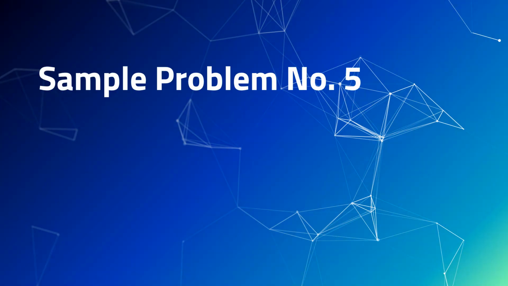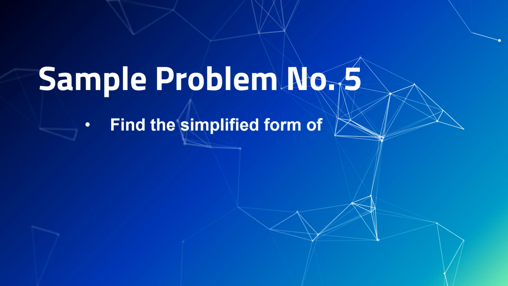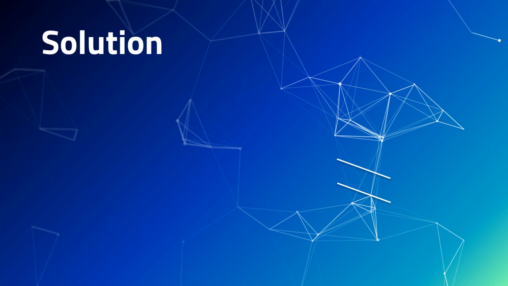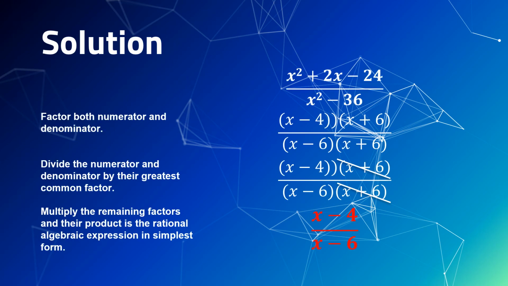Okay, next we have sample problem number 5. Find the simplified form of (x squared plus 2x minus 24) all over (x squared minus 36). Okay, so we have the given x squared plus 2x minus 24 all over x squared minus 36. The factored form of the numerator is (x minus 4) times the quantity (x plus 6). Then the factored form of the denominator is (x minus 6) times the quantity (x plus 4).